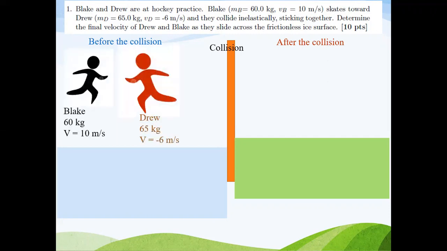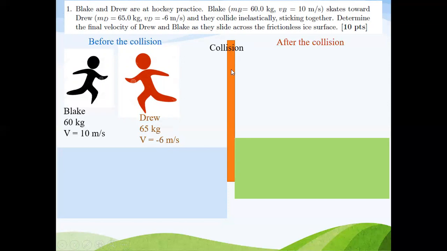So before the collision, Blake and Drew are traveling towards each other, right? Blake's mass is 60 kilograms and the velocity is 10 meters per second. So let's say towards the right is the positive direction. So the velocity is positive 10 meters per second. Drew is traveling towards Blake, and his mass is 65 kilograms and velocity is -6 because we considered that towards the right is the positive direction. So Drew is moving towards Blake, that's to the left. So the velocity is -6. This negative is really important. Velocity is a vector, right? So a vector does have direction involved in there.